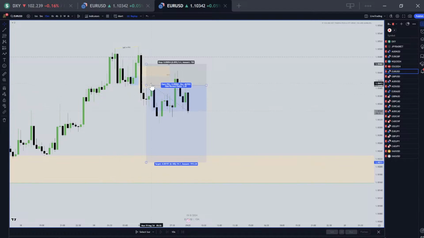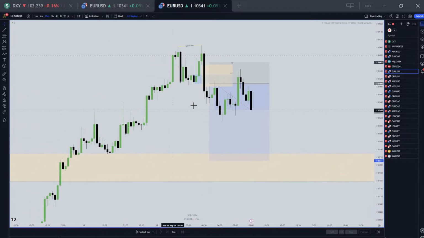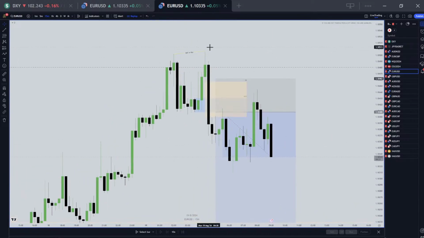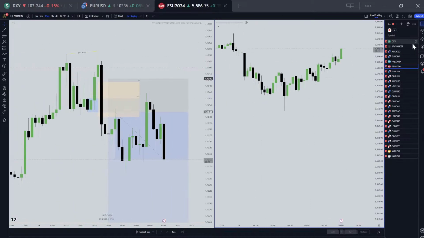I already took it here, and why I took it is very simple. This is one of my favorite entry models. I take this every single day of the week. We have an SMT at the highs, an SMT with DXY. Maybe you're not sure what an SMT is, so I'm going to show you right now.